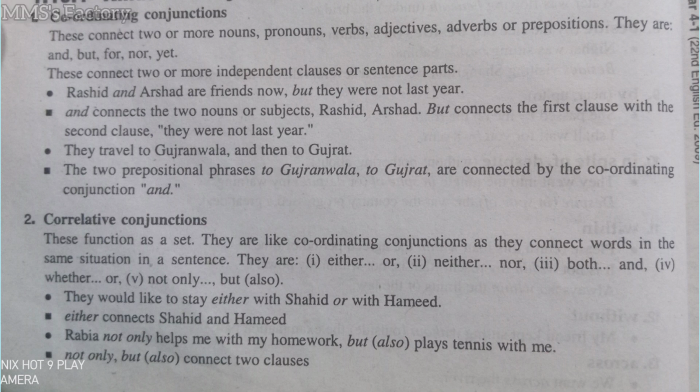Correlative conjunctions. These function as a set. They are like coordinating conjunctions as they connect words in the same situation in a sentence. They are either or, neither nor, both and, whether or, not only but also. They would like to stay either with Shahid or with Hamid. Either connects Shahid and Hamid.